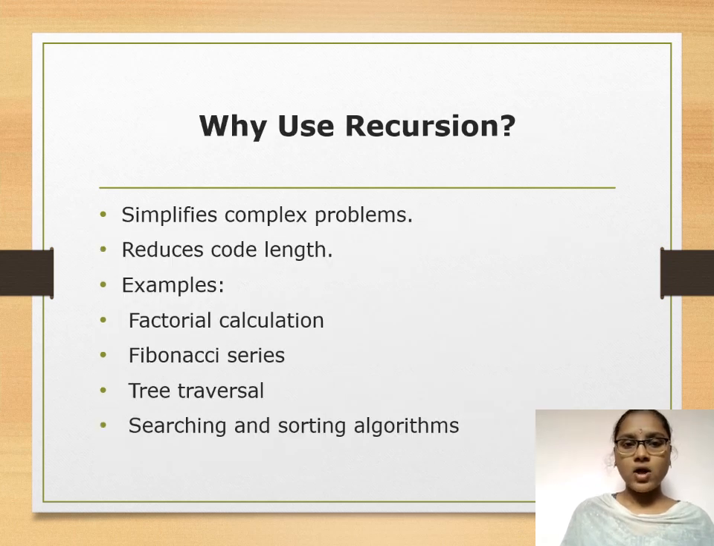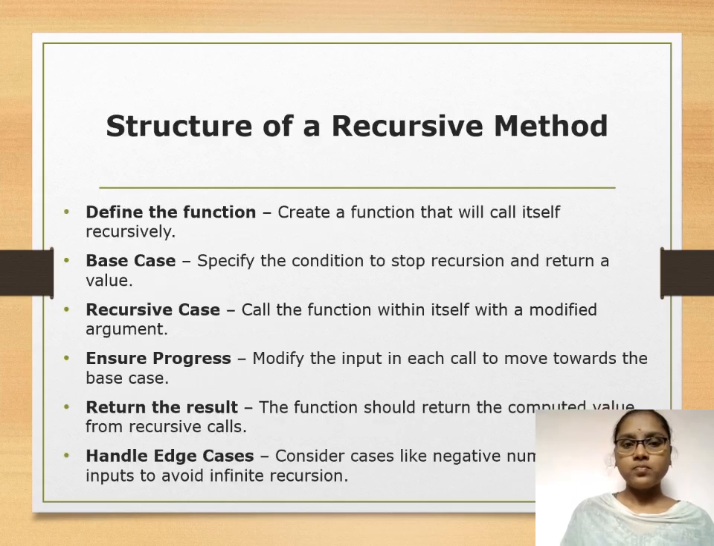And next, we are moving to why we want to use recursion in programs. It is used to simplify complex problems. It is used to reduce the code length. The examples of recursion are factorial calculation, Fibonacci series, tree traversals, searching techniques like linear search and binary search, and sorting algorithms like bubble sort, merge sort, and quick sort. And then, the structure of a recursive method.